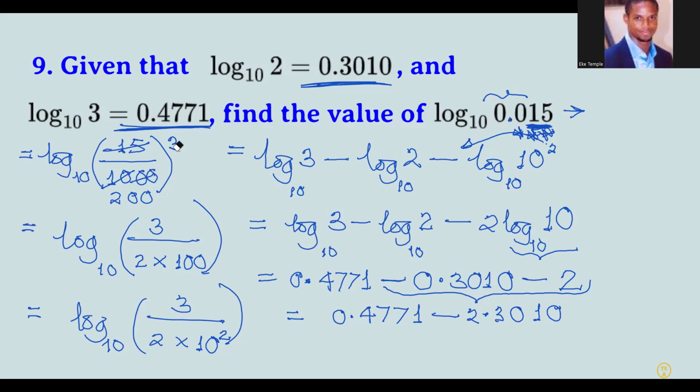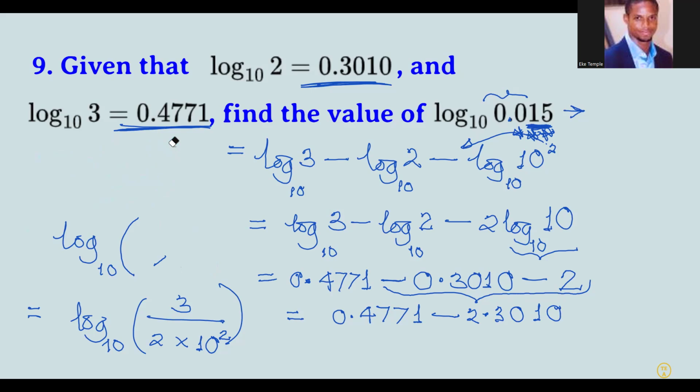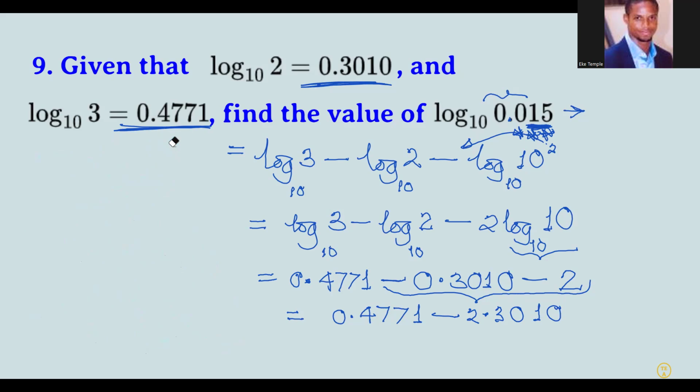Let's go and do that subtraction here. So I have to erase this for space so that we can do that subtraction the way they stand. Let's do that subtraction the way they stand. So that's right. Let's go. Now we have 0.4771 minus 2.3010. Yes. So it's time for that.